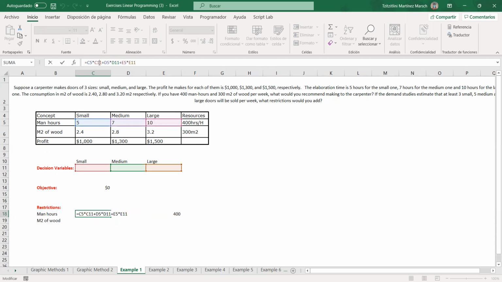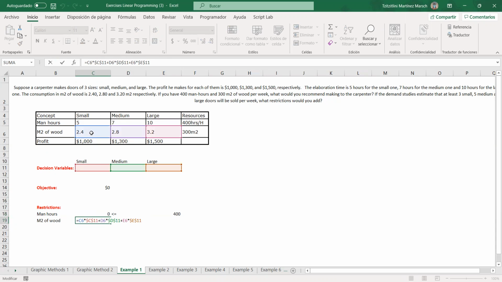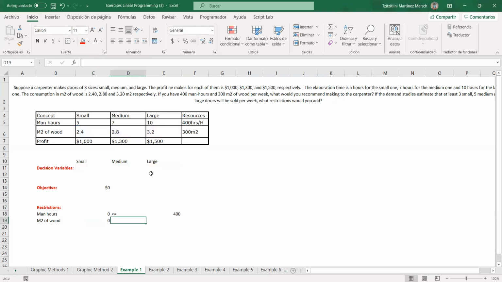And the square meters is going to be basically the same amount. I'm just going to put my formula down. It's going to be 2.4 meters for the small, 2.8 for the medium, and 3.2 for the large. And that should also be less than or equal to 300. Okay, that one's very simple, very basic.